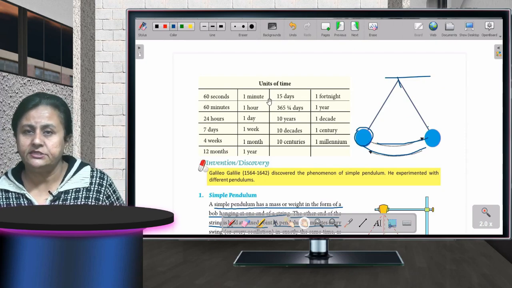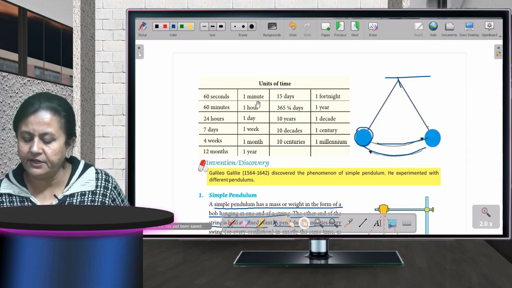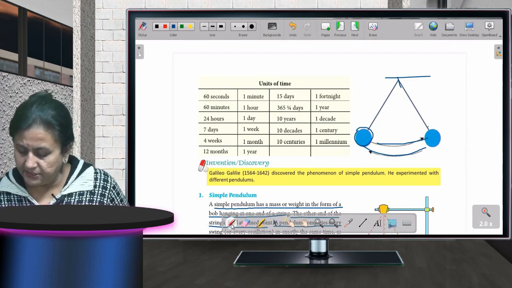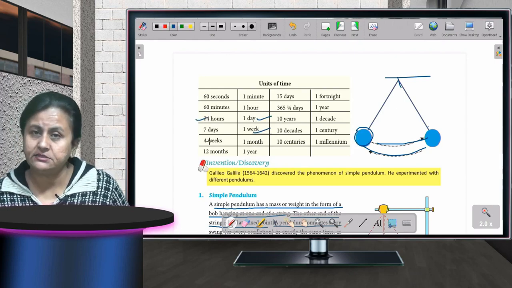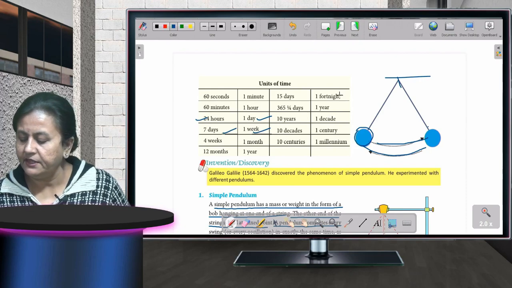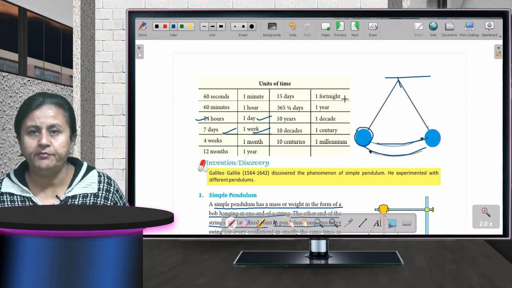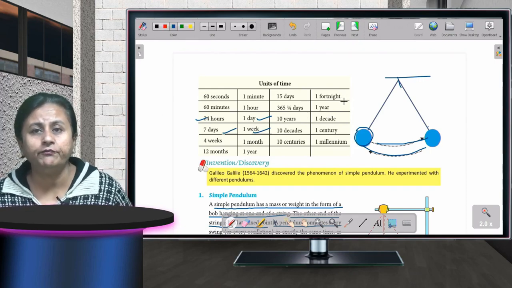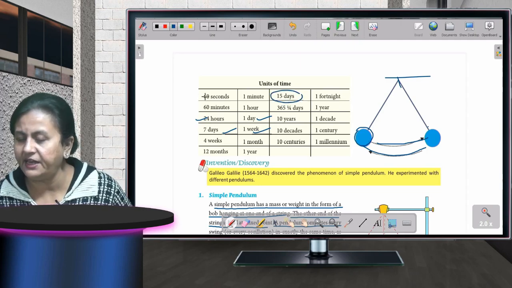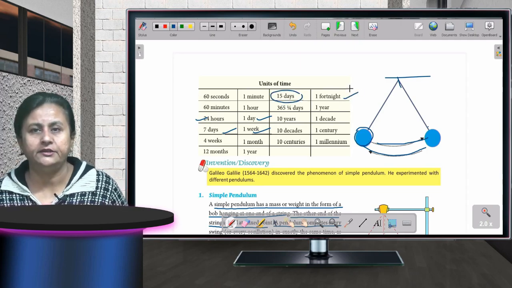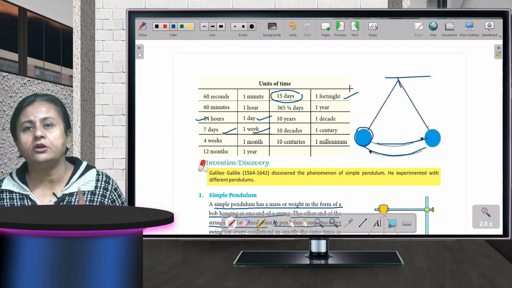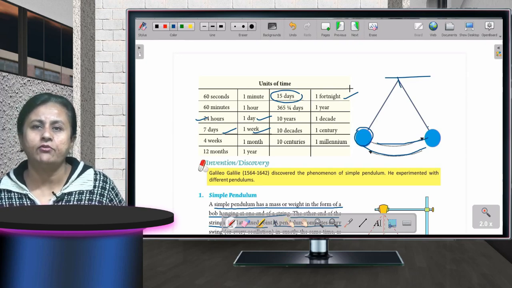A minute has 60 seconds, but then 1 hour is equal to 60 minutes. 1 day is equal to 24 hours. In 1 week there are 7 days. If I talk about a fortnight, many of you are confused about what a fortnight is. Whenever we are talking about 15 days, that means it's one fortnight. 1 month has got 30 days, but one fortnight has got 15 days.